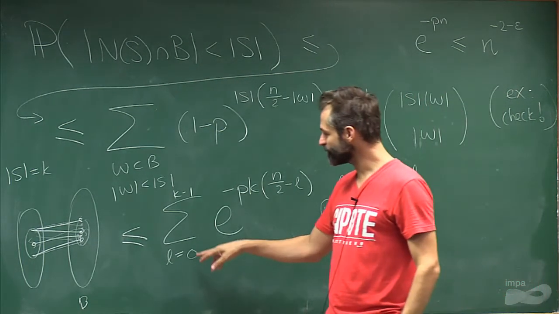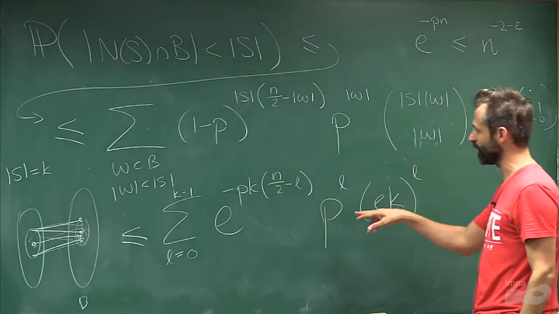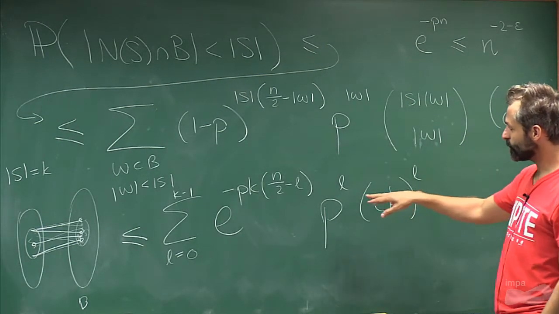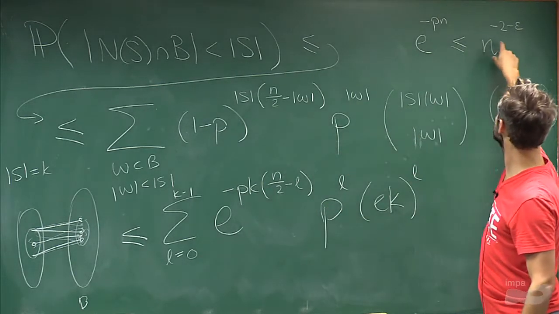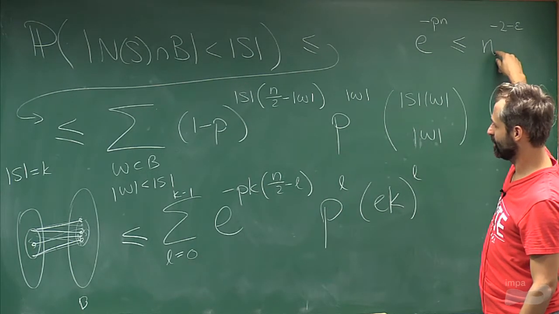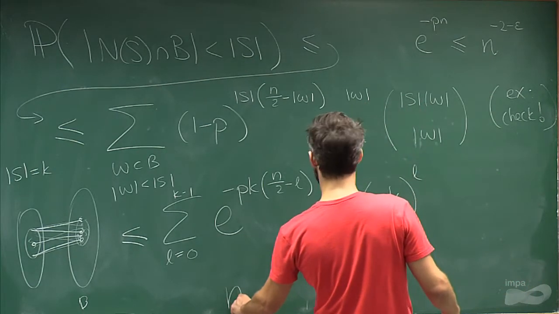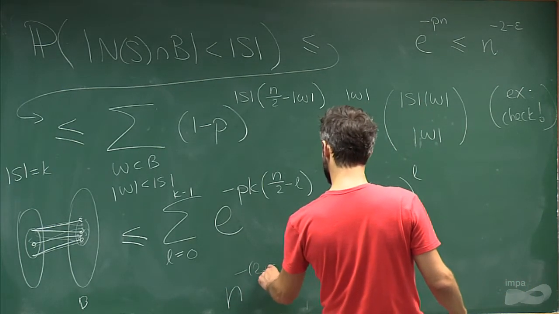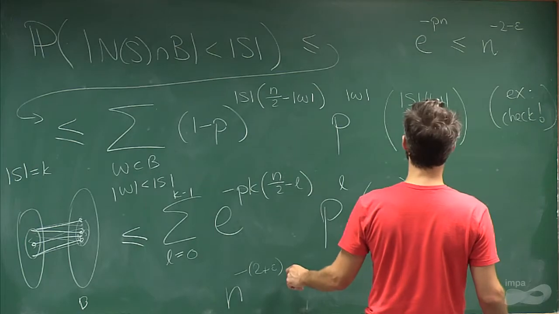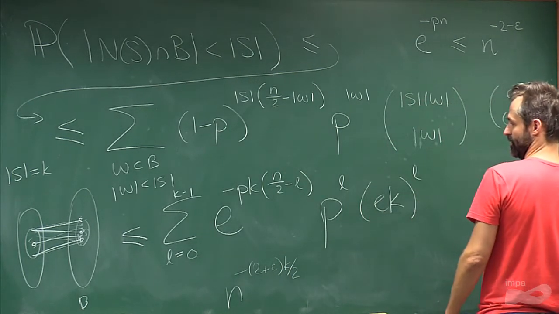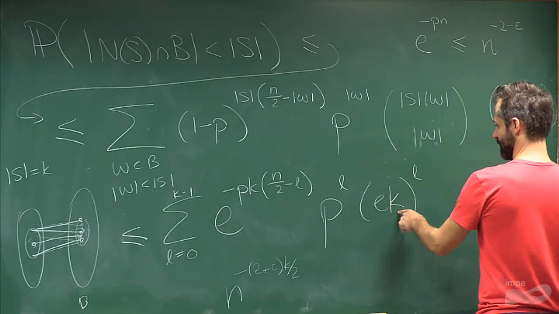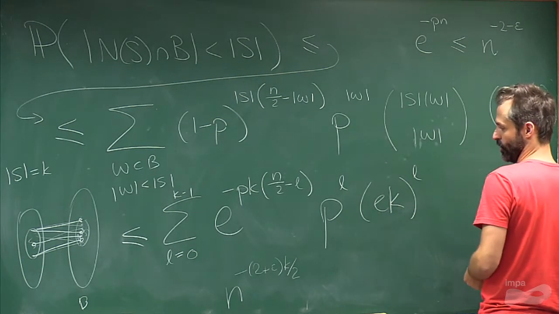So I'd like to take L to be basically K minus 1. And if I do so, e to the minus P times n is this guy. So this thing becomes like n to the minus 2 plus epsilon times K over 2. And this is P times K. This is small.